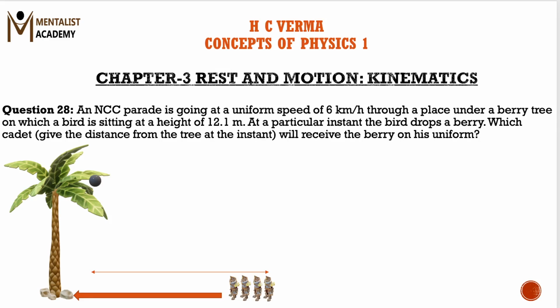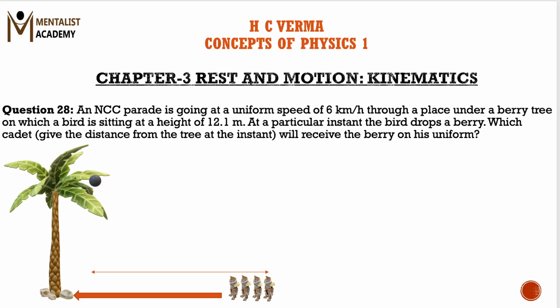We are doing question number 28 from H.C. Verma book Concepts of Physics 1 from chapter number 3 Kinematics. According to the question, an NCC parade is going at a uniform speed of 6 km per hour through a place under a berry tree on which a bird is sitting at a height of 12.1 meter. At a particular instant, the bird drops a berry.